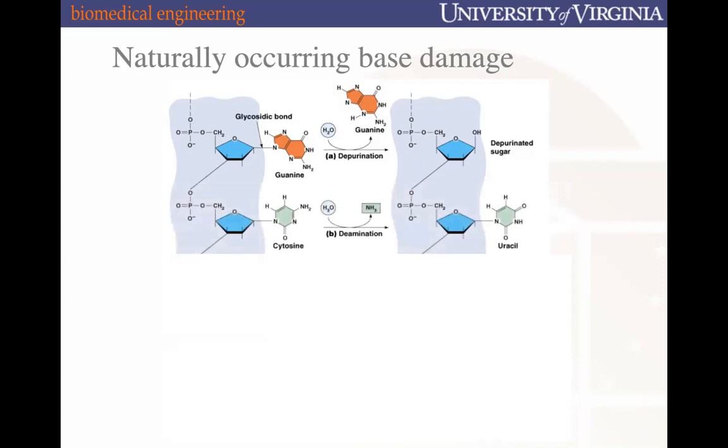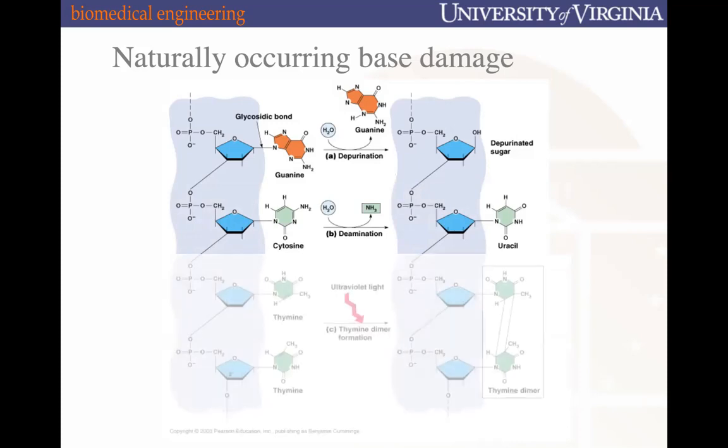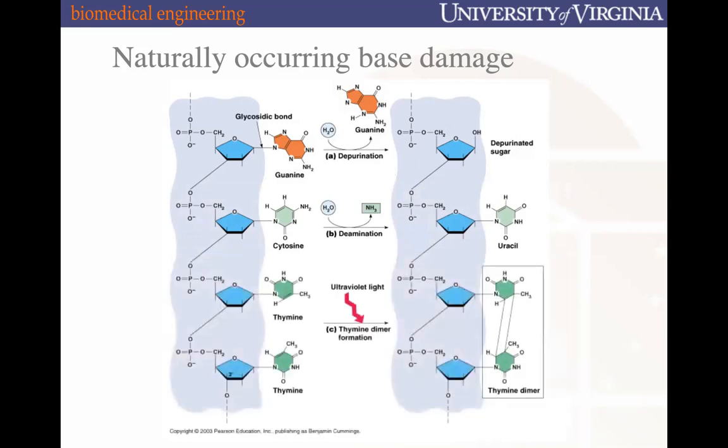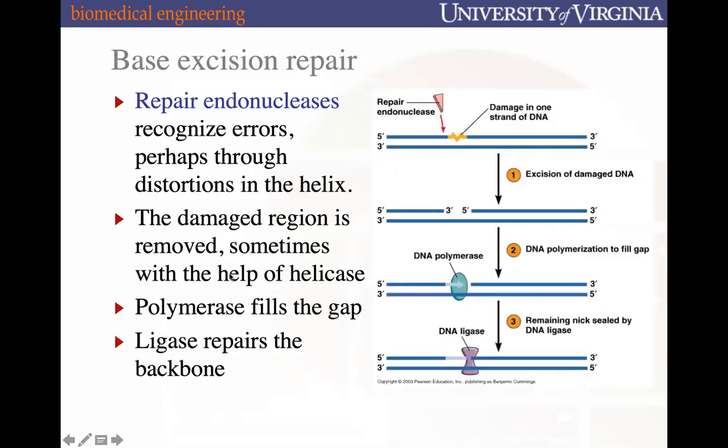You can also have the loss of the amine group here on cytosine. And so this deamination, so above was depurination, this deamination can actually lead to a change in this base, where it's now a uracil. And in addition to that, as I mentioned earlier, UV radiation is one way that base damage can occur. As a result of this, it can actually create dimers between adjacent thymines. And so these are some of the ways that we can have base pair damage.